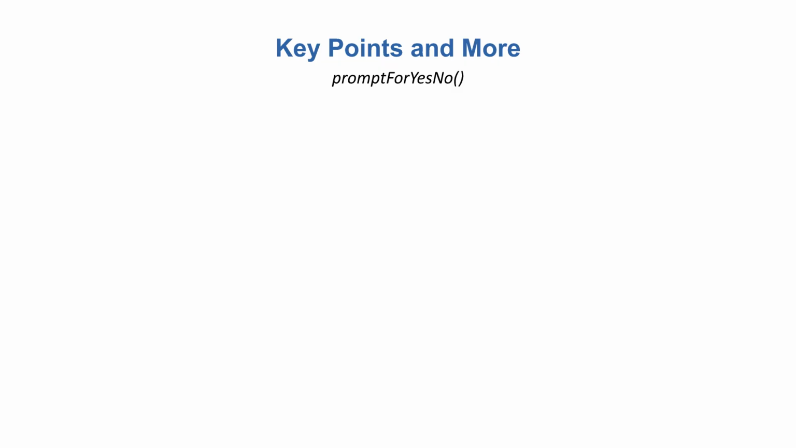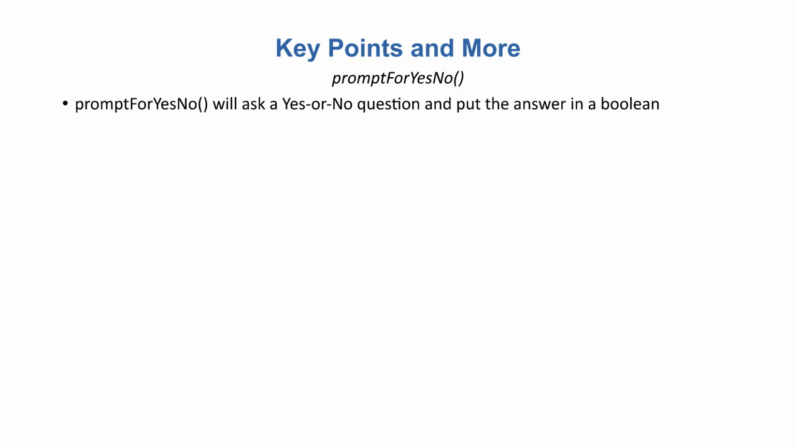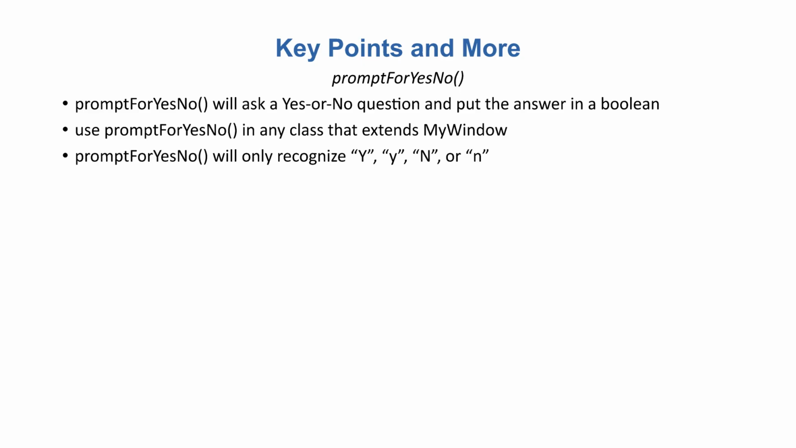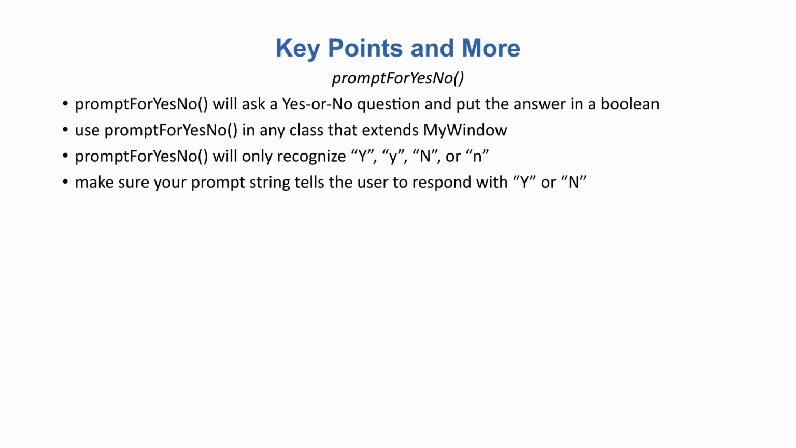Key points and more. Prompt for yes, no. Use the promptForYesNo method to ask the user a yes or no question and put the answer in a Boolean variable. You can use the promptForYesNo method in any class that extends MyWindow. The promptForYesNo method will only recognize upper and lowercase y or n. It won't accept yes or no. You can add additional code if you wanted to accept other forms of yes and no. Make sure your prompt string tells the user to respond with y or n.